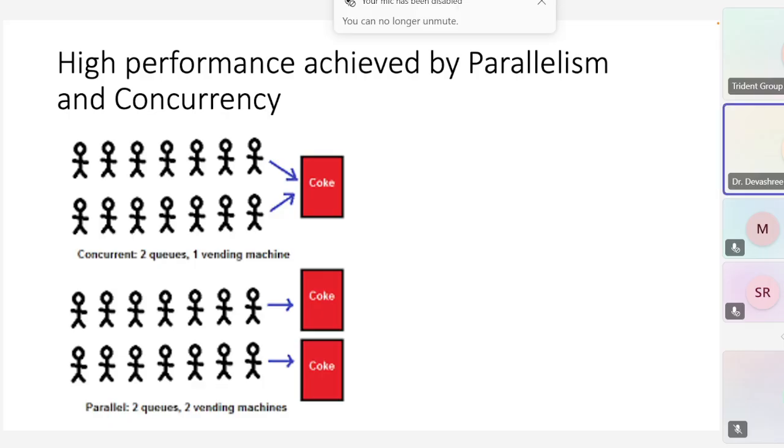Another thing that helps achieve high performance computing is parallelism versus concurrency. So parallelism I can have if I have multiple resources. In this case, the Coke vending machine is the resource. If I have more Coke vending machines, then I can serve two queues in parallel, no problem with that. But if I have just one Coke vending machine, I still want to serve two queues. What I will do is say, okay, you think about the order that you're going to place, and by that time, I'll finish the transaction with the person standing at the head of this queue, and vice versa.